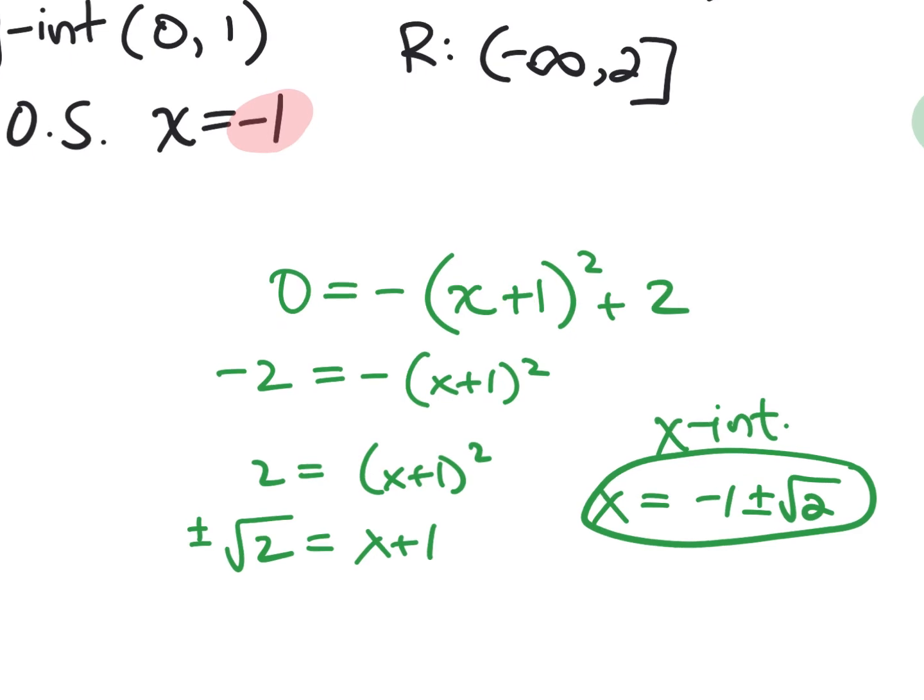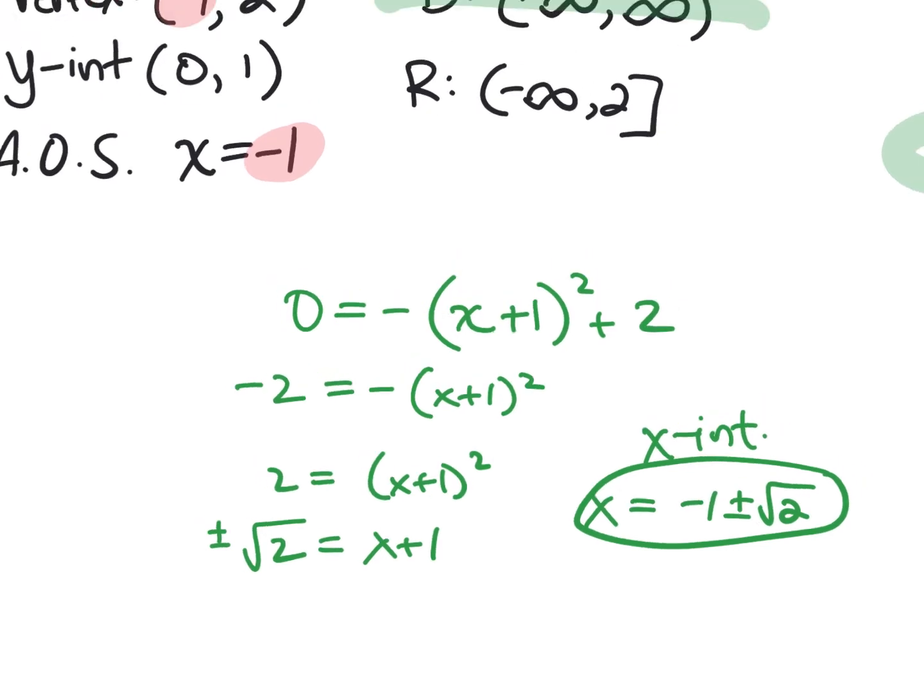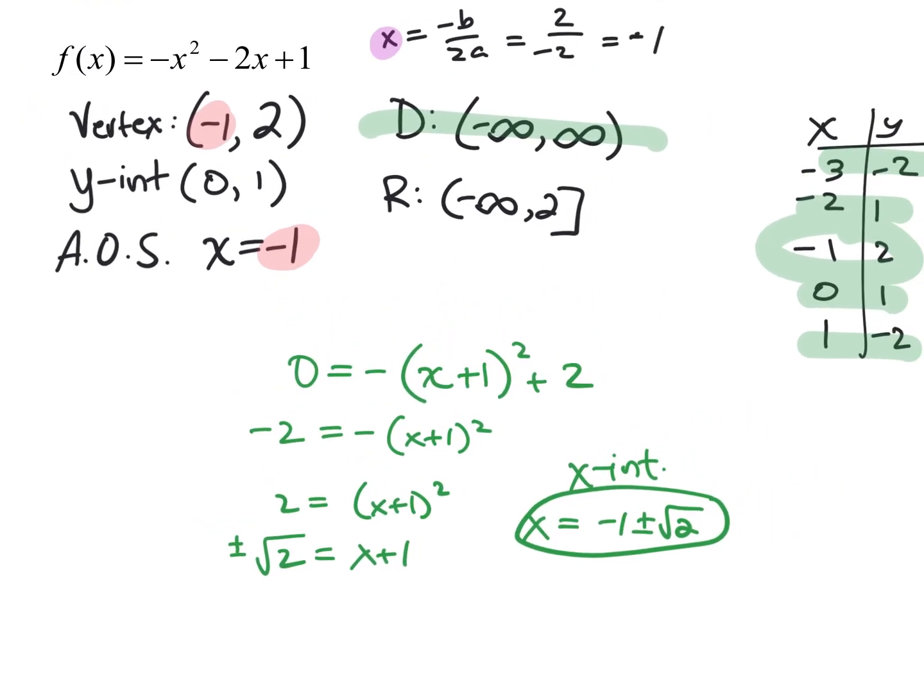I decided to move this into vertex form. I knew my vertex was at the point -1, 2, and that the a value, the leading coefficient, was negative, so I borrowed that. I set that equation equal to 0 and solved for my x-intercepts here at -1 plus root 2 and -1 minus root 2.